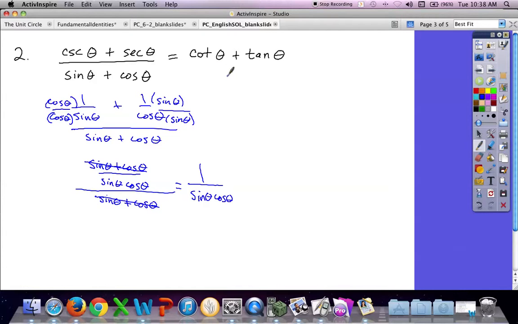Cotangent is cosine over sine, cosine of theta over sine of theta. Tangent equals sine of theta over the cosine of theta. And again, I need a common denominator, so I multiply by cosine over cosine, and multiply this one by sine over sine. Now they all have the same denominator, which is sine theta cosine theta, and in the numerator, you have sine squared plus cosine squared, which is 1.